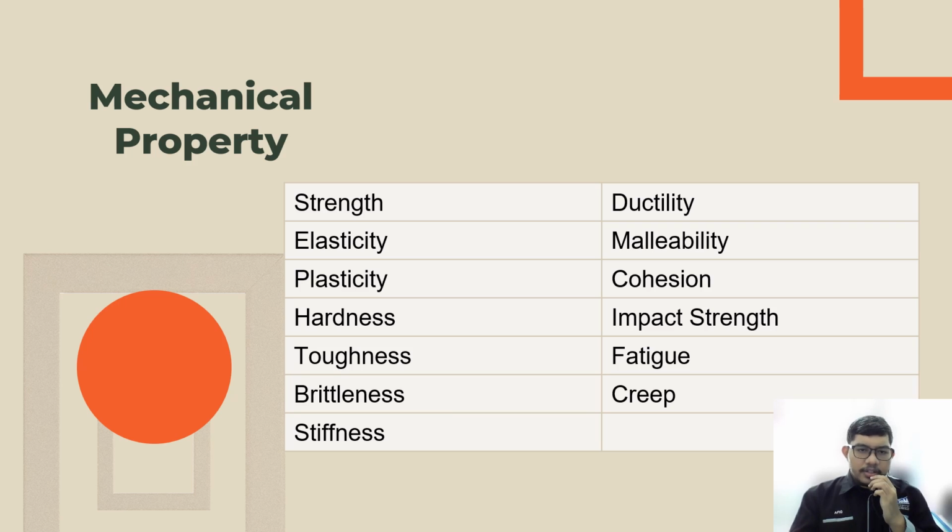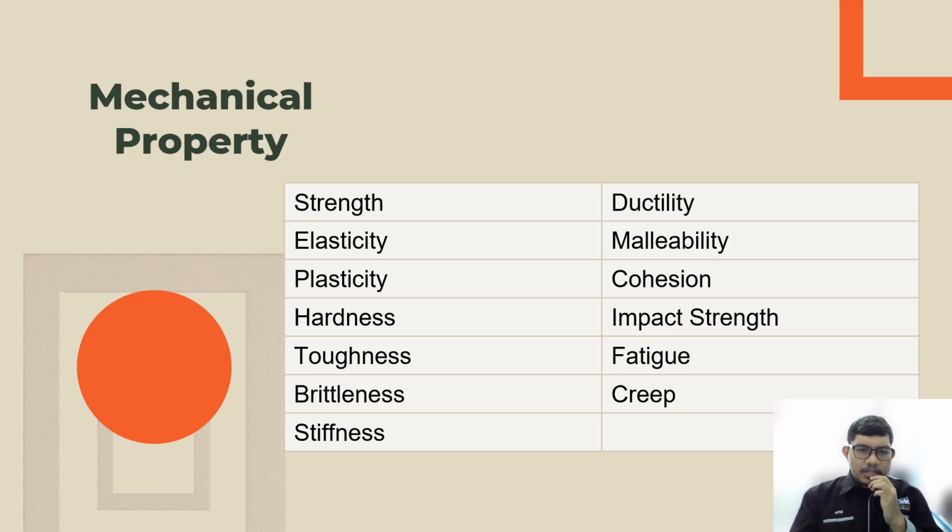Cohesion. The cohesion force keeps things together and keeps them from breaking apart. Impact strength. The amount of energy that a material can withstand when a force is applied abruptly to it is called impact strength, also known as impact toughness.